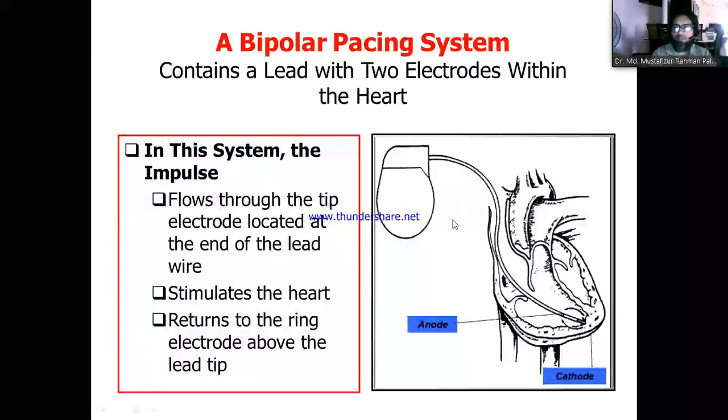In the bipolar pacing system, the lead is there and both electrodes are inside. Here the cathode is negatively charged and the anode is positively charged. So the impulse is delivered and received inside the heart, and the outside interference is less. These are the basic differences between the unipolar and bipolar pacing systems.